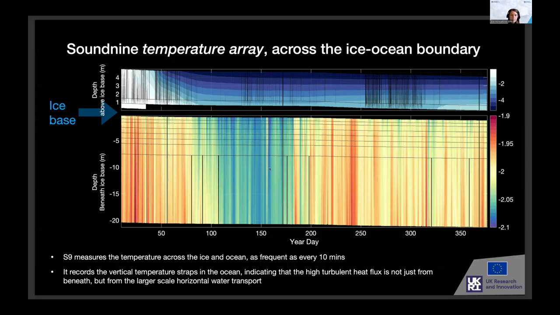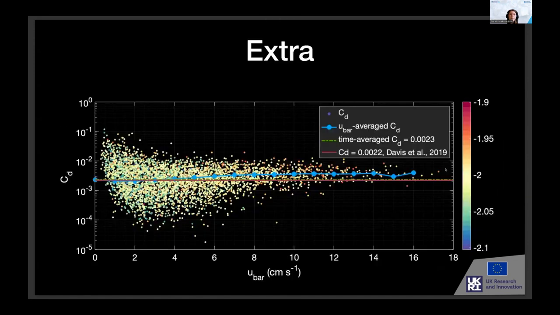So it means that the high turbulent heat flux that we are seeing from the figure was actually from a larger scale horizontal water transport that was captured in our thermistor array. And a bit of extra is this one, which is the drag coefficient that we can also get from our turbulence measurement, which is presumably very important for model development in this place. And that will be everything that I want to show today.